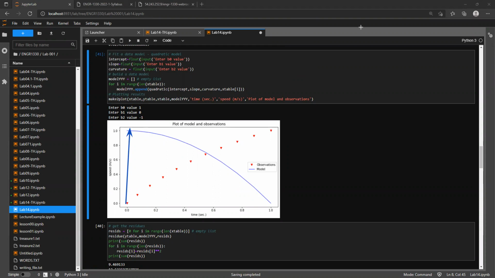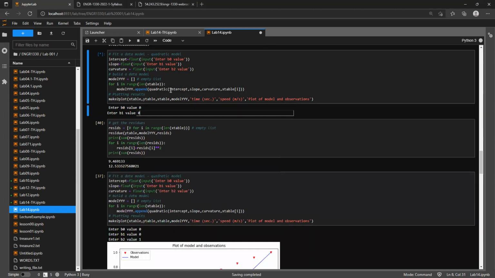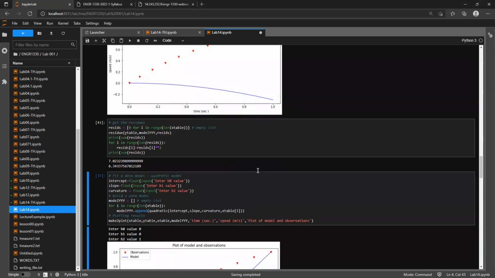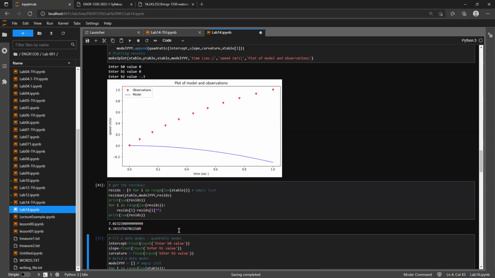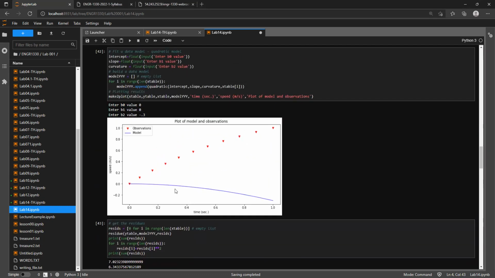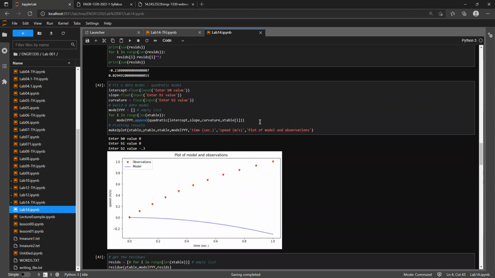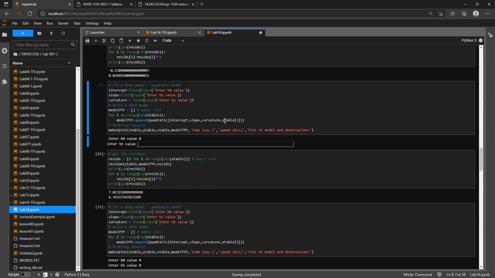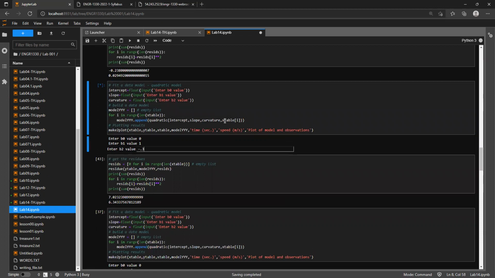Well, let's go back to what we had. Curvature of -0.3. Okay, sure, we can do that. 0, 0, -0.3. Okay, it's less going down, and the residual's still too big, but it's better. What we haven't messed with is b1. b1 is the slope. So let's mess with that. So we have 0, 1, -0.3.